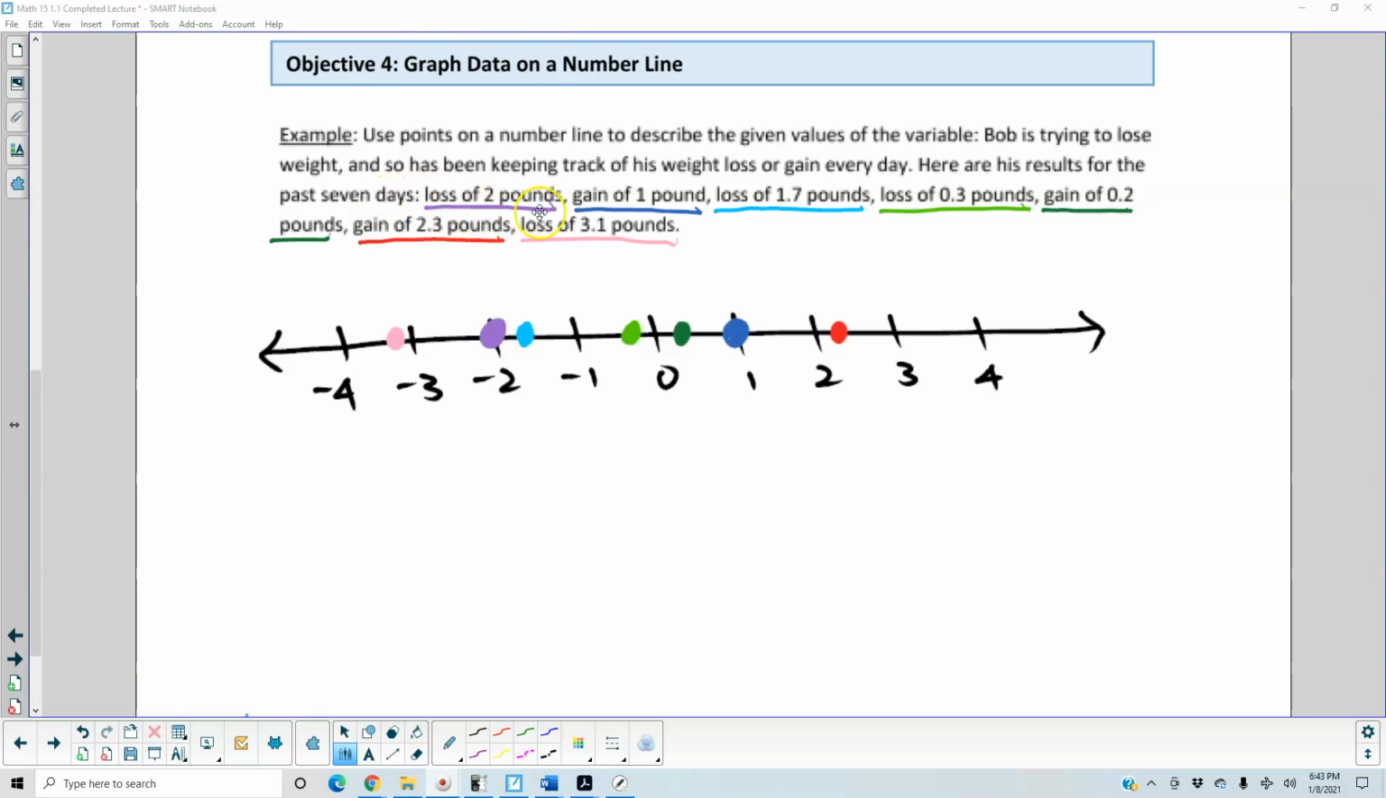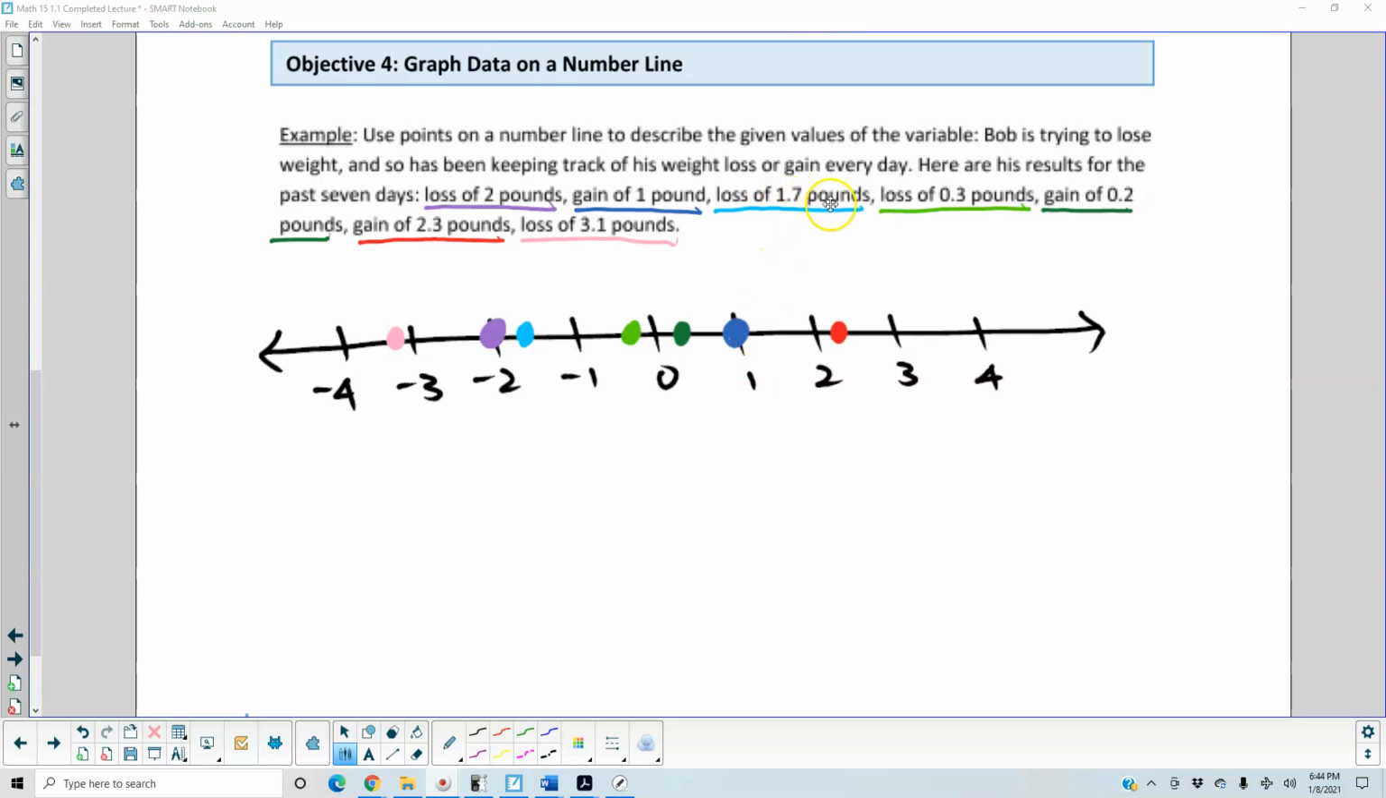A loss of 2 pounds, a gain of 1 pound, a loss of 1.7 pounds, a loss of 0.3 pounds, a gain of 0.2 pounds, a gain of 2.3 pounds, and a loss of 3.1 pounds. So when we want to graph this, when we say a loss of 2 pounds, you can see here that we have a number plotted at -2. A gain of 1 pound is the same thing as +1, so we're going to plot 1.